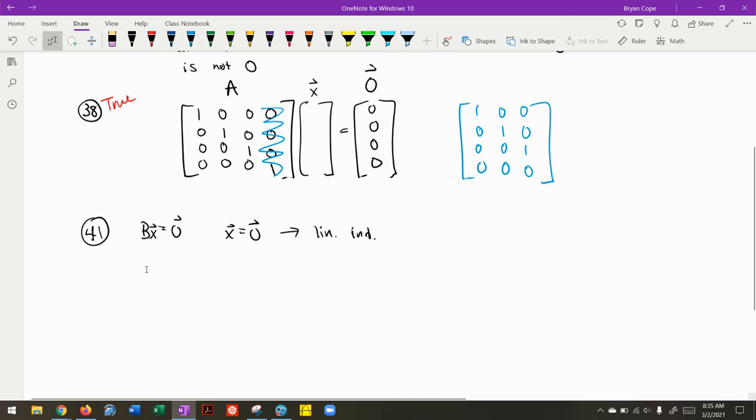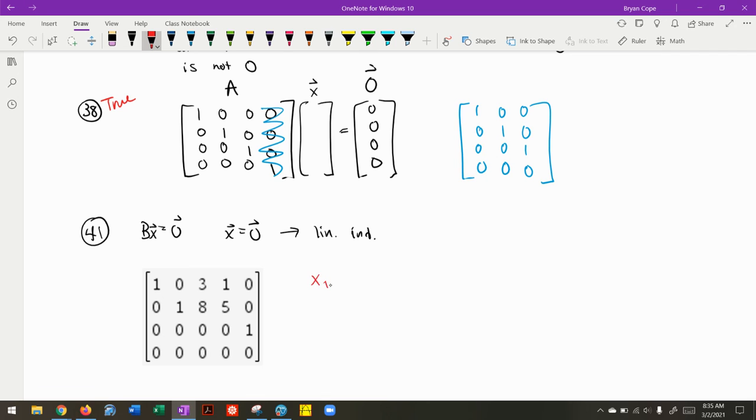We're trying to figure out, I'm going to paste in the REF form. So I already did that on the calculator. So here's the REF form. So let's write this out in parametric vector form. So x1 equals, let's see, there's 5 vectors here, aren't there? So x1 equals negative x4 minus 3x3. x2 equals negative 5x4 minus 8x3. And we have x5 equals 0.